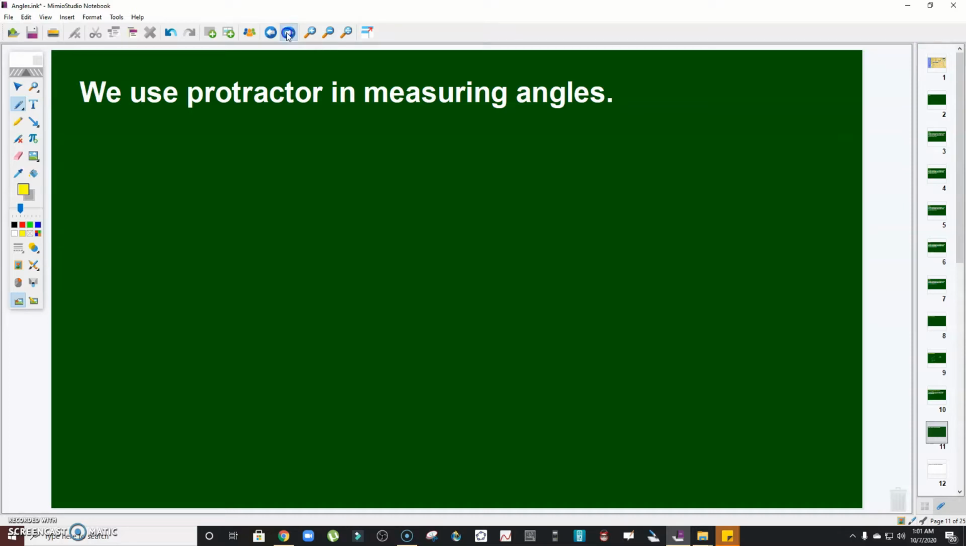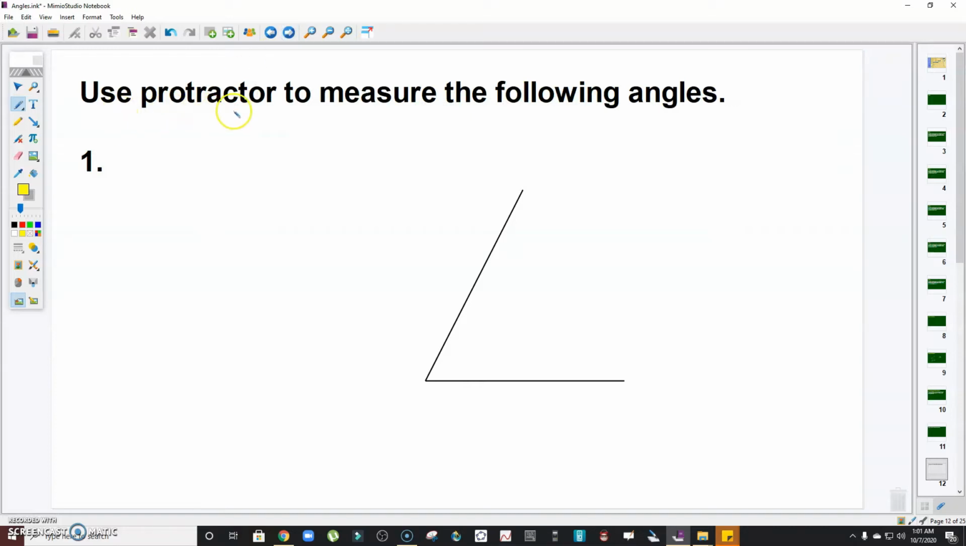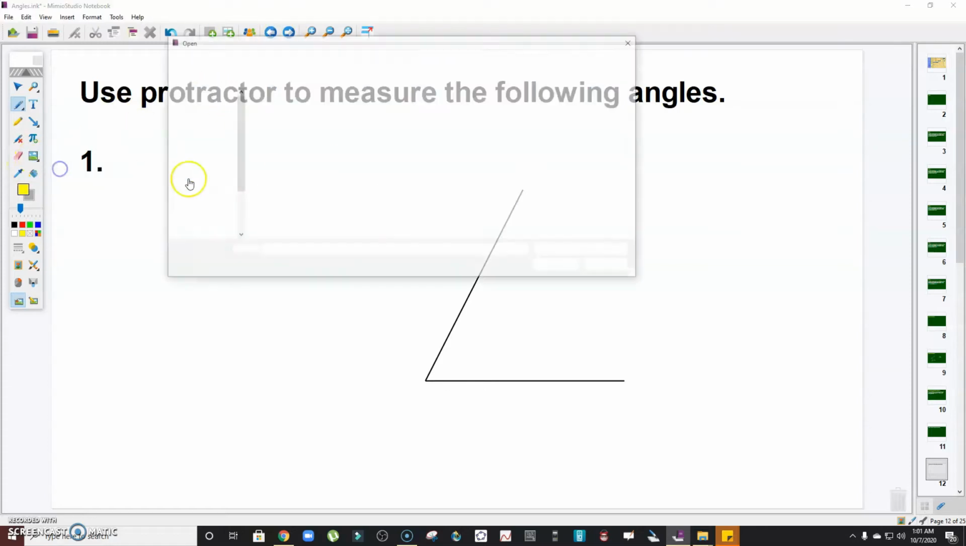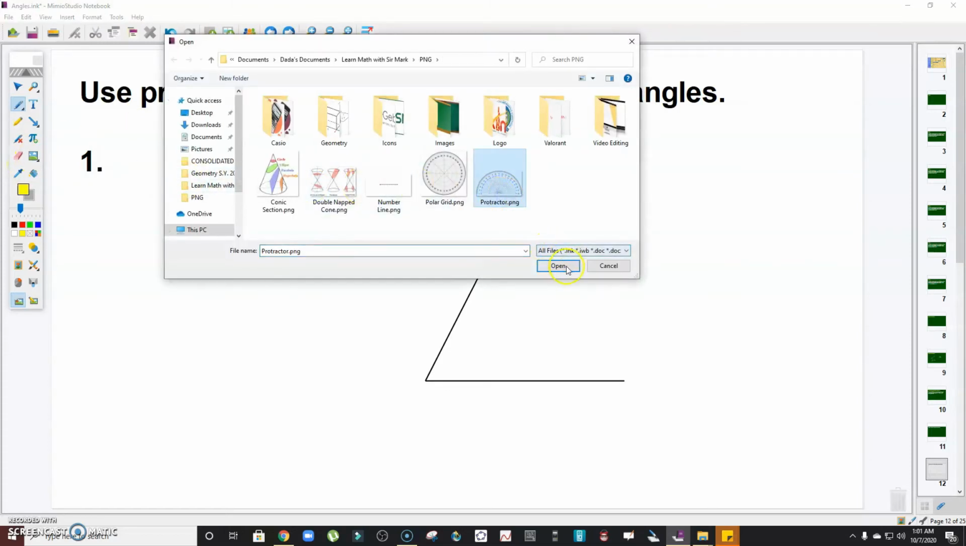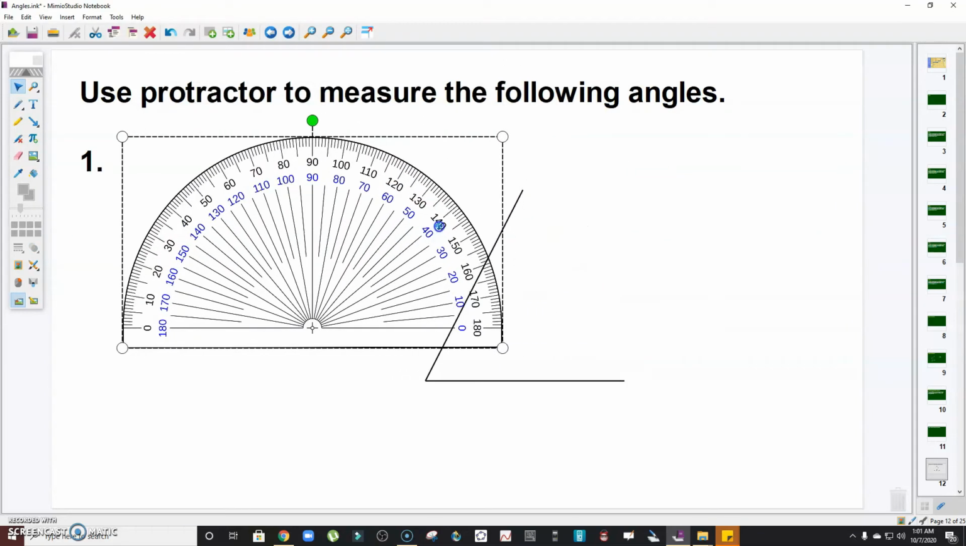I'll show you that. The instruction here is, use a protractor to measure the following angles. So how are we going to do that? I have here a protractor. This is how a protractor looks like. Now, how do we use this one? To do it, you're going to place this on the vertex of the angle, and then the initial side should coincide with this. Clear? Let me do it.